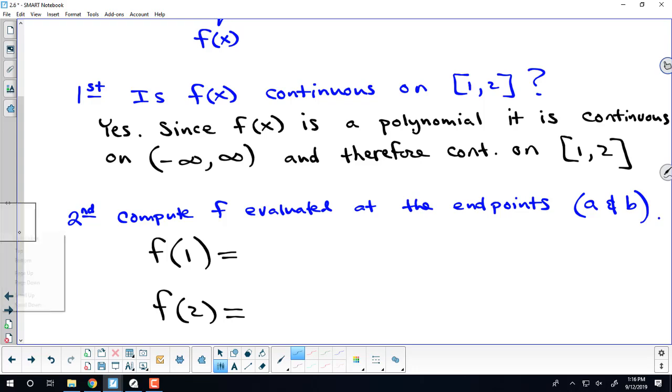So we have to remember how we labeled our function f of x. We labeled it as 4x cubed minus 6x squared plus 3x minus 2. So we're plugging 1 and 2 into that function above. Okay. If you want to verify, f of 1 is negative 1, and f of 2 is equal to 12.